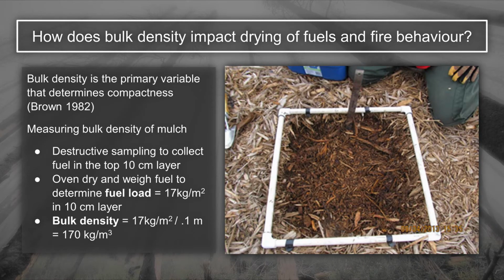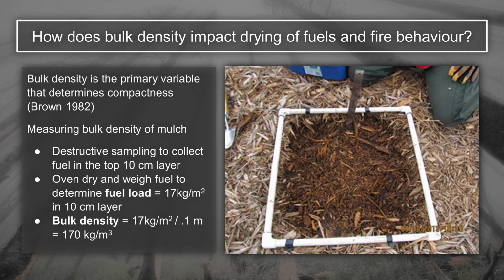Every fuel bed has different characteristics that influence fire behavior. In mulch fuel beds, compaction of chip debris and other fuel particles influences airflow through the fuel bed and the rate that fuels dry. Compaction can also impact fire spread and fire intensity.